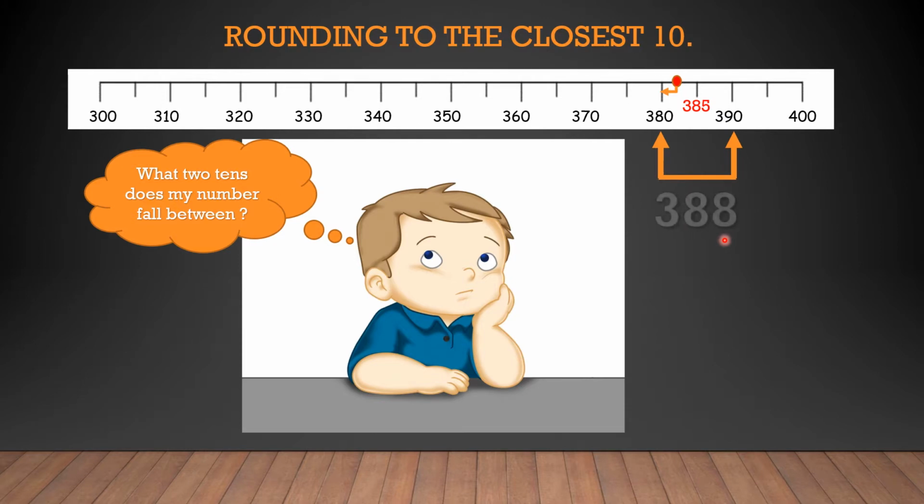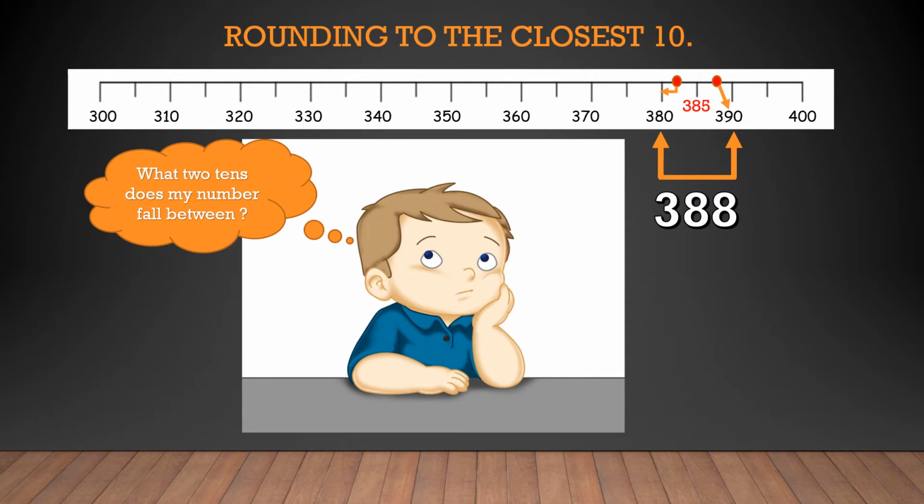Now let's take the number 388 and do the same thing. We know that the two tens that 388 will fall between are 380, because we see an 8 in our tens place for 80, and the next 10, which would be 390. Since we see an 8 in our ones place, we know that 8 is greater than the 5. And since it's greater, we're going to round up to 390. It's 2 away from 390, but 8 away from 380.